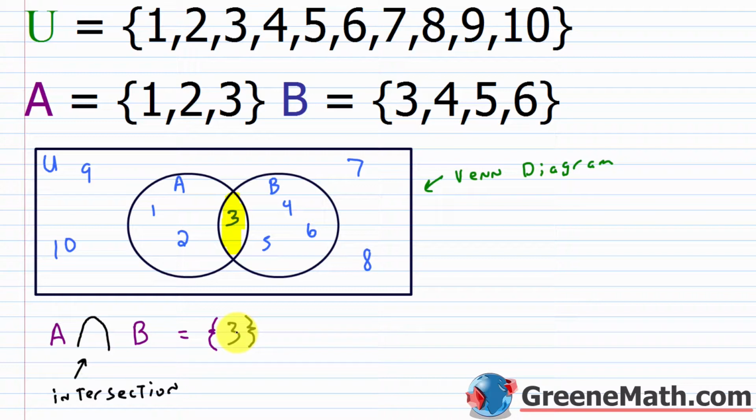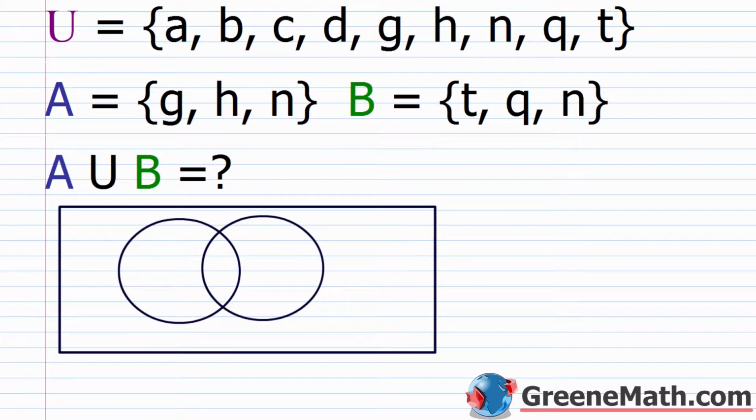All right, let's take a look at another example. Here we have a universal set with the elements a, b, c, d, g, h, n, q, and t. Everything is in lowercase to keep you from confusing it with the set names. Then we have set A, capital A, which contains the elements g, h, and n. And then set B, which contains the elements t, q, and n. The first question is, what is the union of A and B? So A union B equals what?